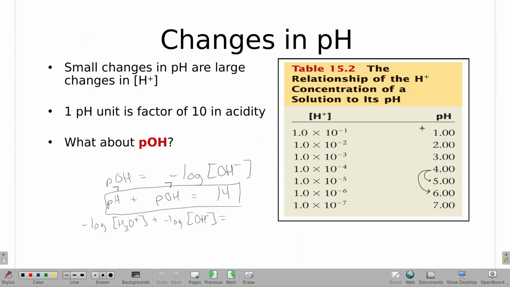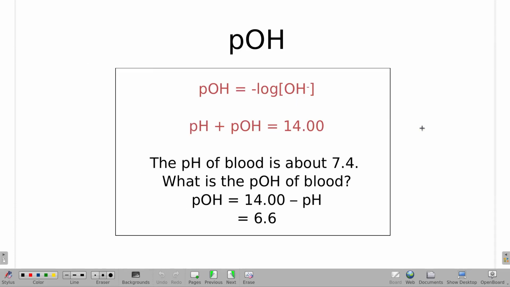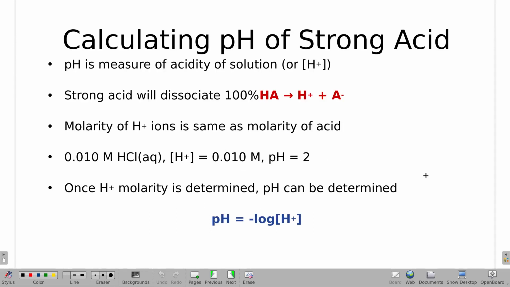Alright, now pOH is a thing. You don't really get pOH meters, but it does actually exist as a measurable amount. And we have that wonderful relationship between the two. Okay, so strong acids are actually very beneficial to our math because of that nice one-way arrow.